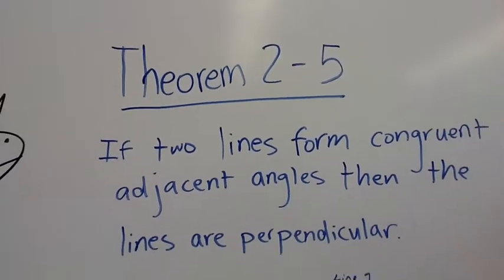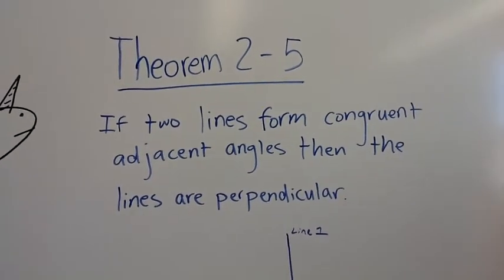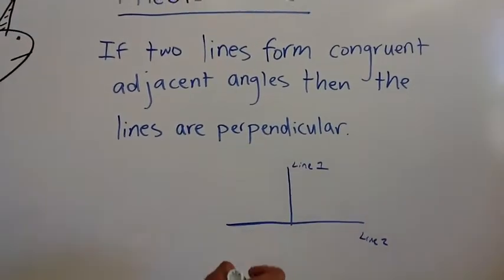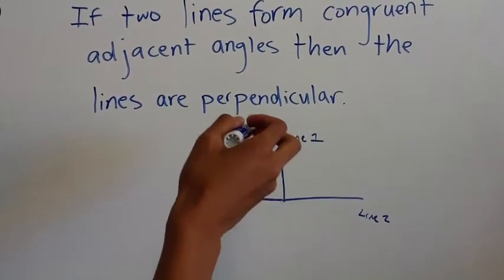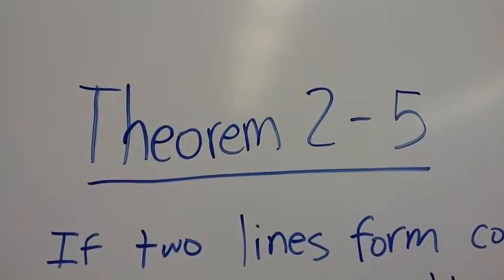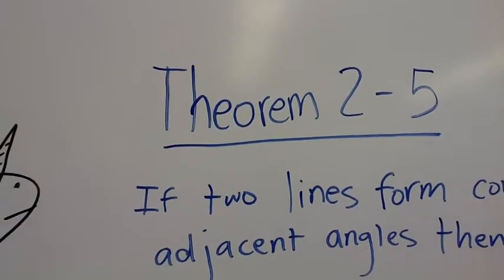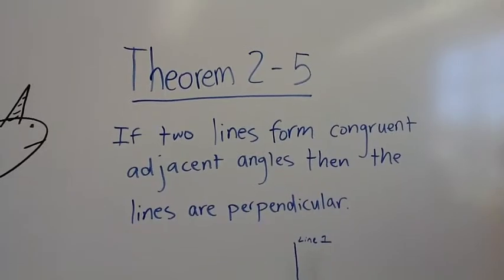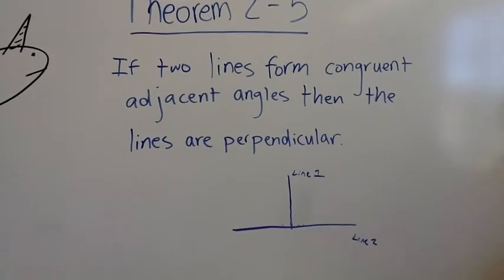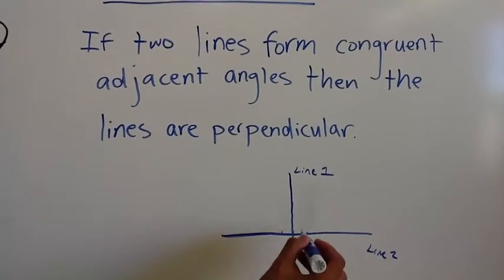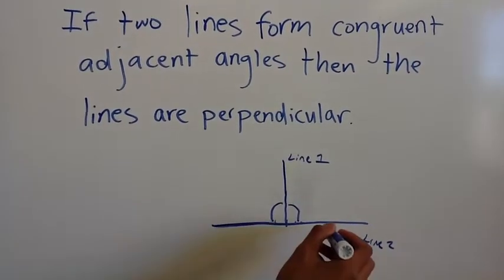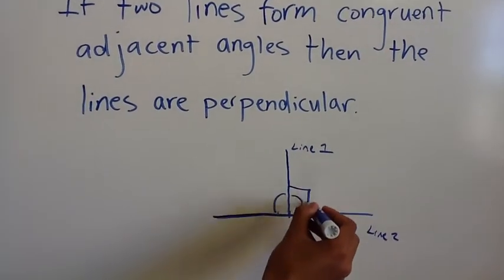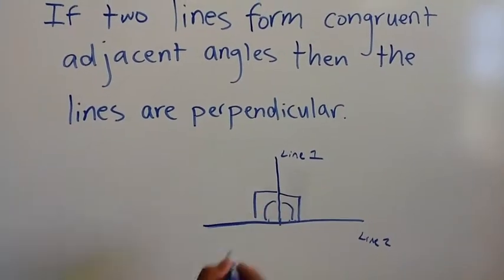Theorem 2-5: if two lines form congruent adjacent angles, then the lines are perpendicular. So as we can see here, we have line 1 and line 2. These are forming congruent angles here, and because they're coming in just like the way they are, they're also going to form two right angles, meaning they're perpendicular.